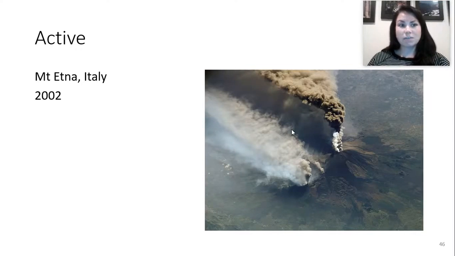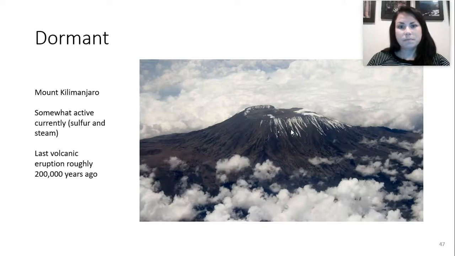So let's talk about an active volcano, Mount Etna in Italy. Actually, it was May 2020, not too long ago, that Mount Etna erupted again. An example of a dormant volcano is Mount Kilimanjaro. This is somewhat active currently. There's some sulfur and steam coming from a vent. However, the last volcanic eruption occurred around 200,000 years ago. So again, this is talking about what geologic soon means. It's possible that Mount Kilimanjaro may erupt again because there's a little bit of activity, even though it hasn't had a full eruption for over 200,000 years.